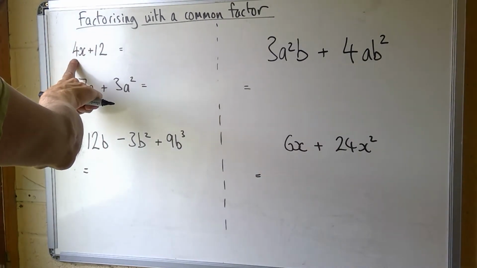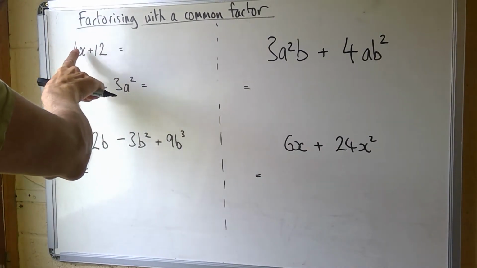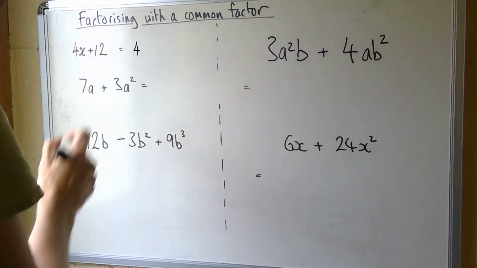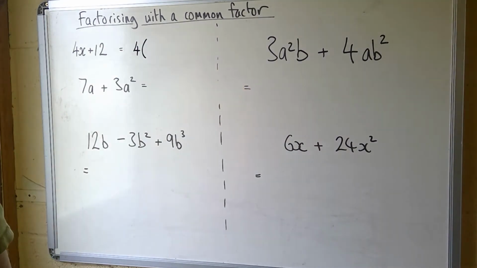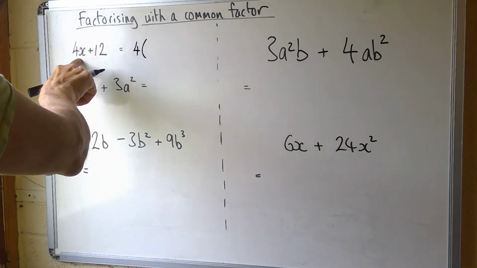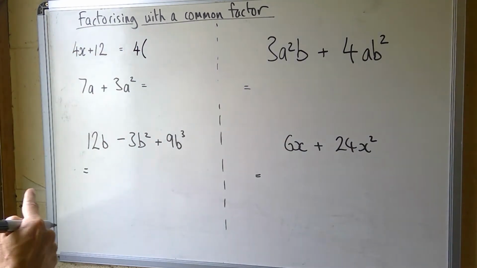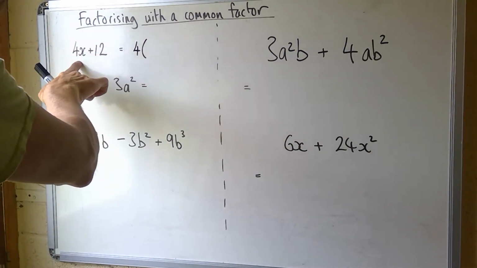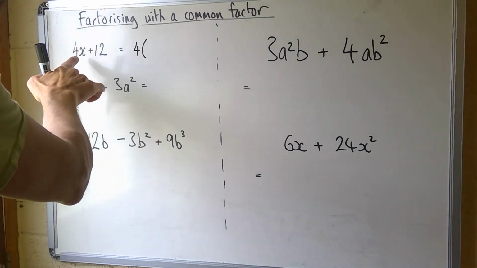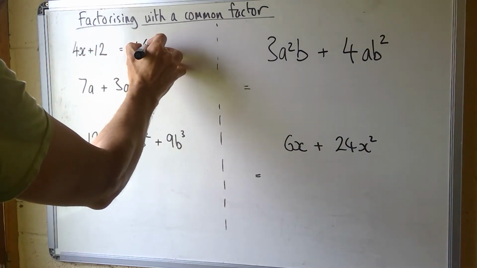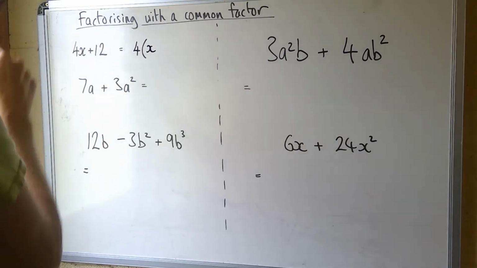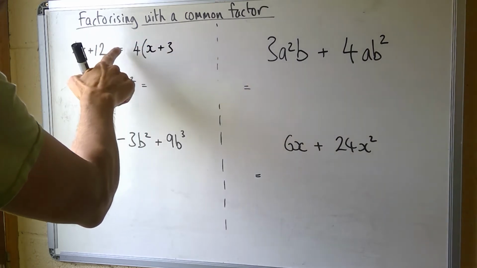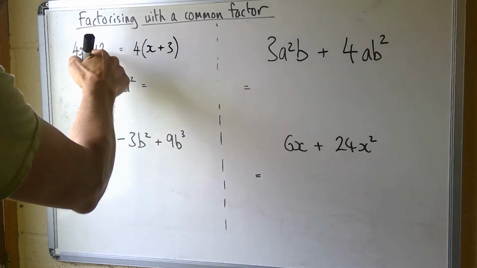So I'm going to start off with 4x plus 12. The common factor of both terms, 4x and 12, is 4. So we write that first, and that goes outside the brackets. And what we do then is we divide both terms by 4. Or another way of thinking about it is saying, what would I have to multiply 4 by to get back to these two terms here? So it would have to be x, because 4 times x is 4x. And here we'd have to have plus 3, because 4 times 3 is 12.